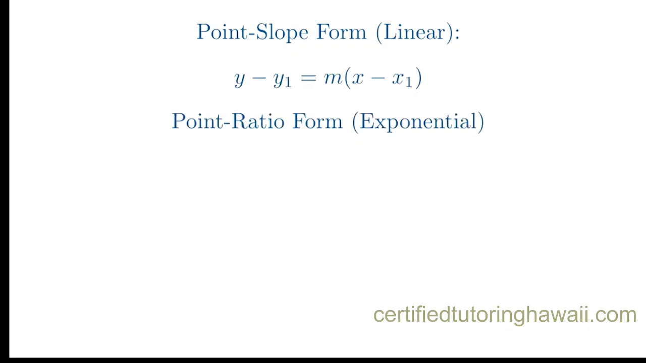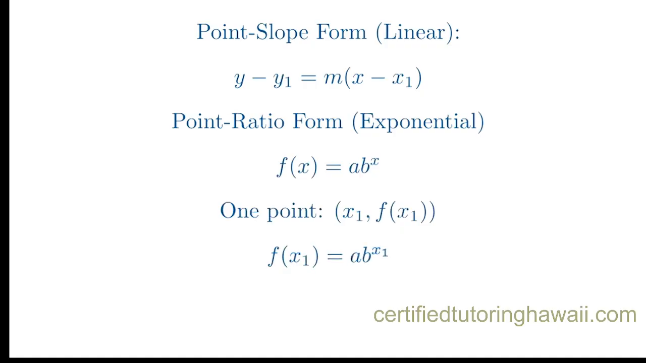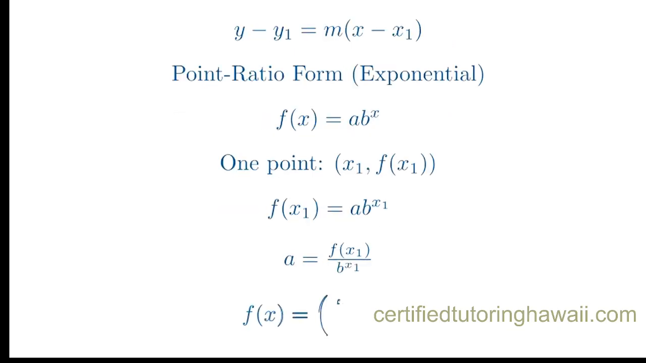Start with our standard form, f of x equals ab to the x. Let's say we know one point on the graph, x sub 1, f of x sub 1. From our standard form, f of x1 equals ab to the x1. We can solve this for a by dividing by b to the x1. So, a equals f of x1 divided by b to the x1. Now, substitute this expression for a back into the original function. We get f of x equals the fraction f of x1 over b to the x1, all multiplied by b to the x.